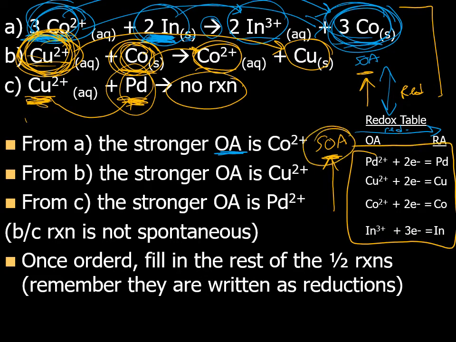The strongest oxidizing agent is at the top on the left-hand side. And what that means is over here, if I want to talk about the strongest reducing agent, remember, reducing agents cause oxidation. Reducing agents, they are being oxidized. Oxidation is loss of electrons. And so indium is the best at losing electrons. Palladium is the best at gaining electrons. Palladium is the strongest oxidizing agent. Indium is the strongest reducing agent.